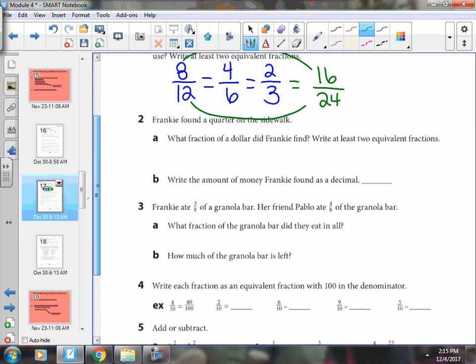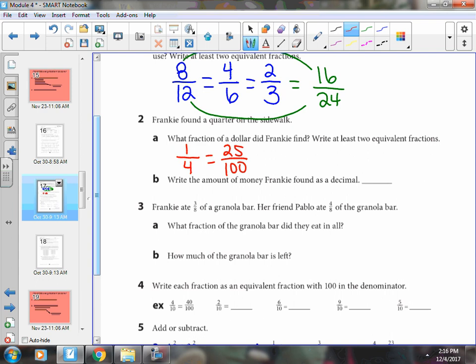All right, number 2, Frankie found a quarter on the sidewalk. What fraction of a dollar did Frankie find? Write at least 2 equivalent fractions. He found 1 out of the 4 quarters it takes to make a dollar, and I know that 1/4, if I multiply the top by 25 and the bottom by 25, is the same thing as 25 out of 100. Again, there are an infinite number of possibilities.